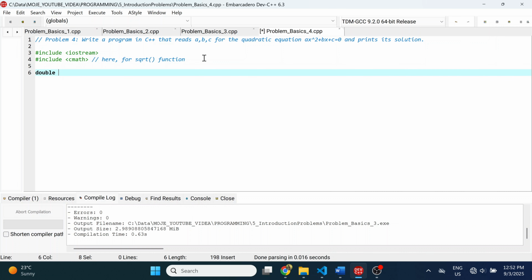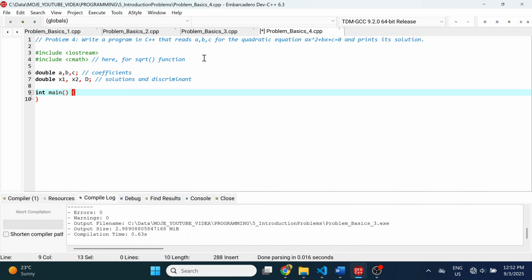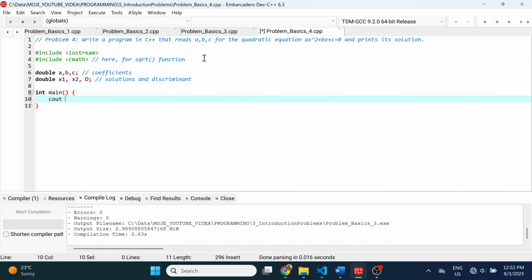Next, I declare the coefficients a, b, and c as doubles. I also declare variables x1 and x2 for the solutions, and d for the discriminant. Now I define the main function, which will contain the steps for solving the quadratic equation.